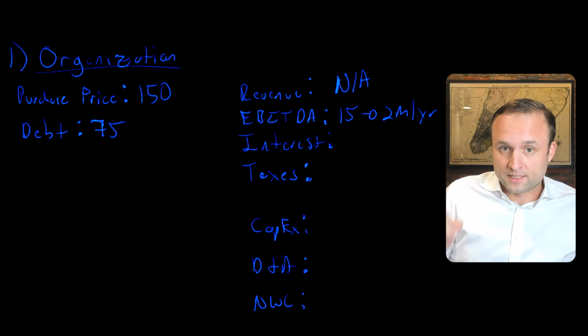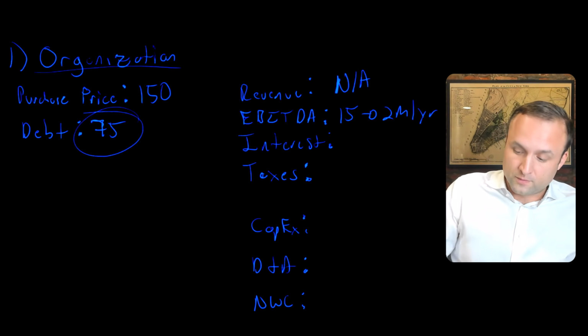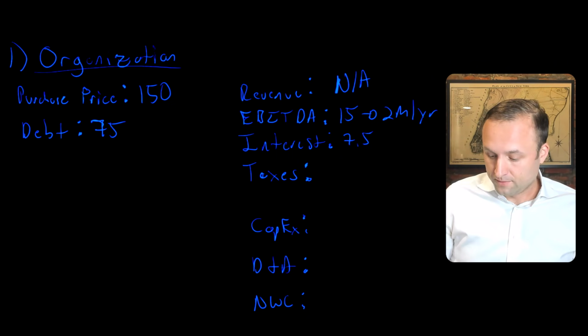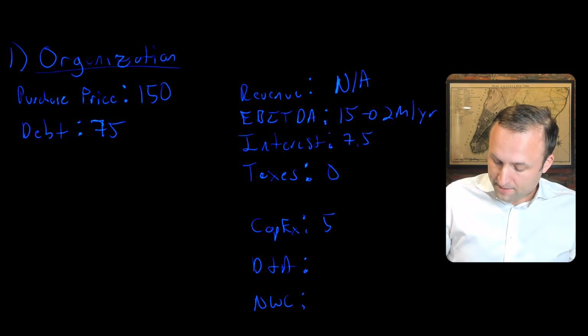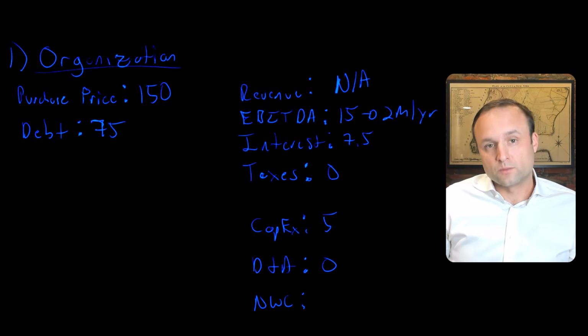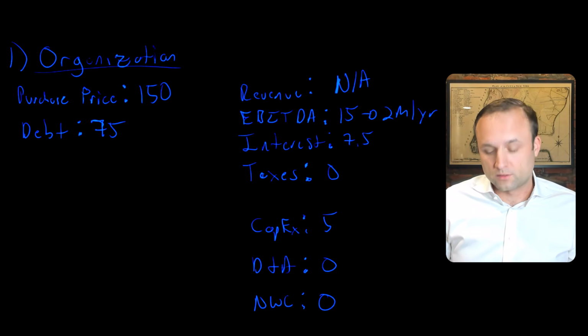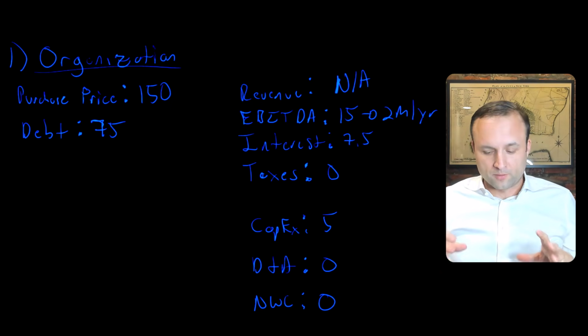The interest is going to be 10% on the $75 million of debt, so that's going to be $7.5 million of interest every year. From there, the taxes are zero because we're keeping it simple here for this LBO. We have $5 million of CapEx. Our D&A is zero because it wasn't given. And our net working capital was assumed to be zero as well. So once again, we have a pretty simple paper LBO here.